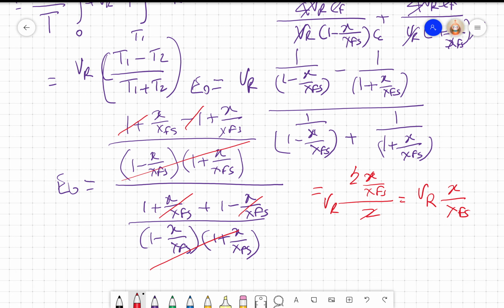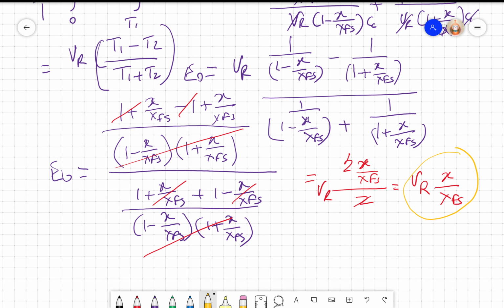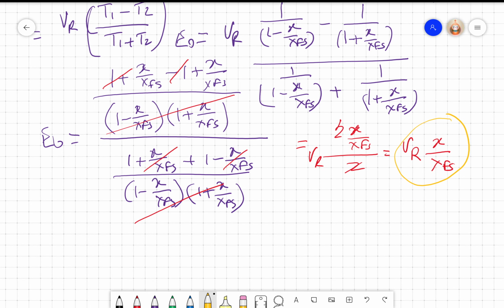Right? So we see that the output is VR, a constant, x full scale is a constant. So it is linearly proportional to x, and we see that the output is independent of Cc. Cc does not affect. So Cc can be 1 picofarad, 2 picofarad or 10 picofarad. My output will be VR into x by x full scale.